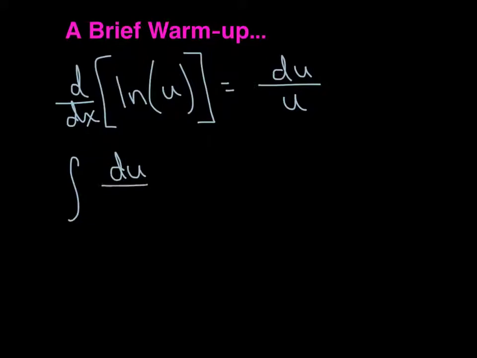We're going to integrate du over u, and we're going to say that the antiderivative takes us back to the natural log of the absolute value of u, and then of course we'll throw in our constant at the end. So we're basically just reversing this process.